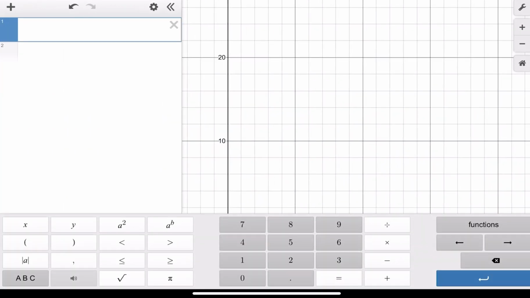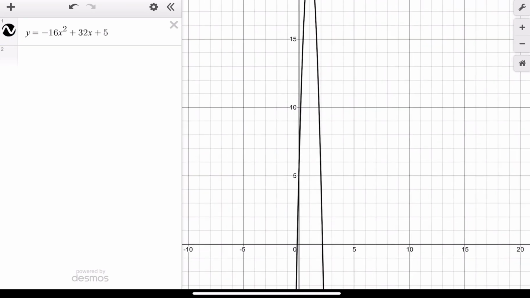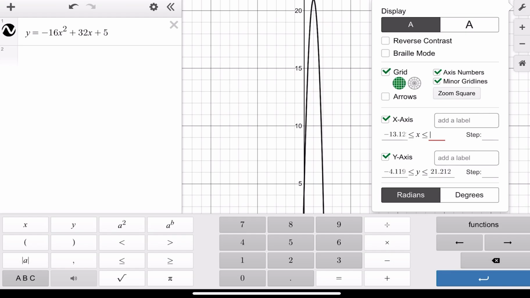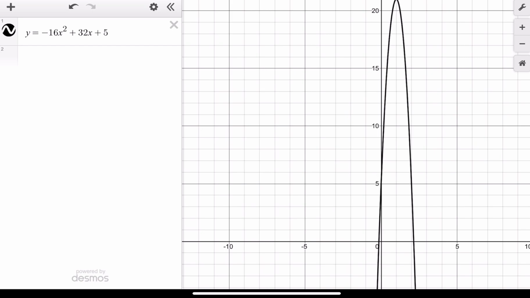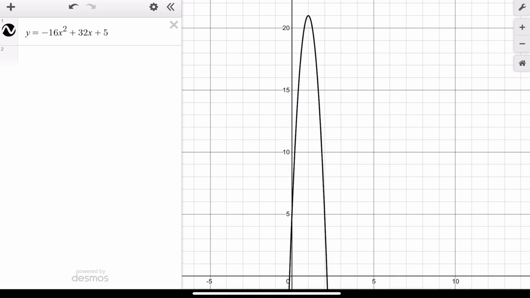So I've got my output is equal to negative 16 times my input squared plus 32 times my input plus 5. So here's my graph. It looks pretty close. So I am going to go ahead and change the values of my table for my x and my y axis. And here we are. So I've got my graph.